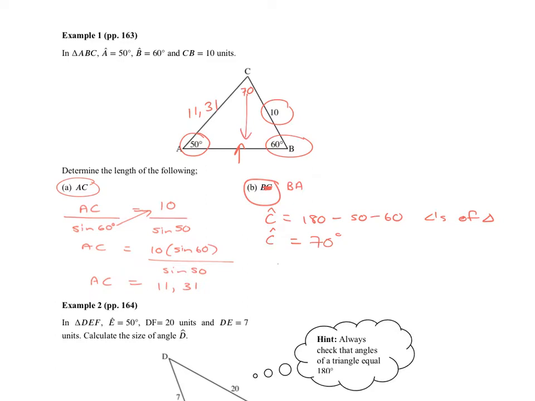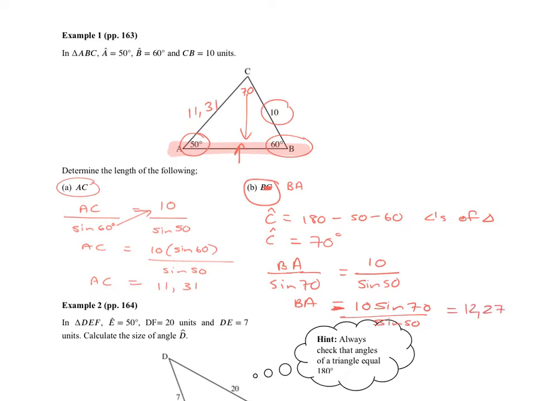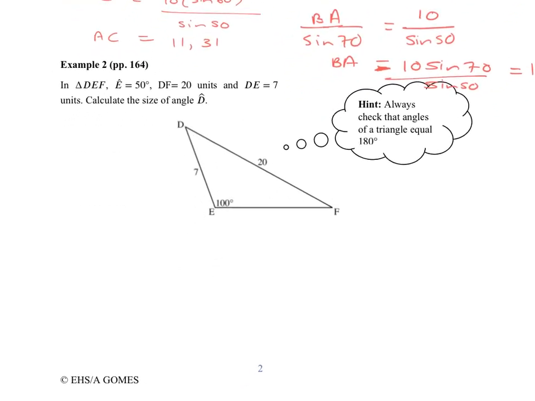So we're looking for BA over sine 70 is equal to, use your original given side and angle, sine 50. So BC, not BC, sorry, going back to that. BA is our missing one. That's highlighted, BA. All right, so BA is equal to 10 sine 70 divided by sine 50, which is equal then to 12,27 units.